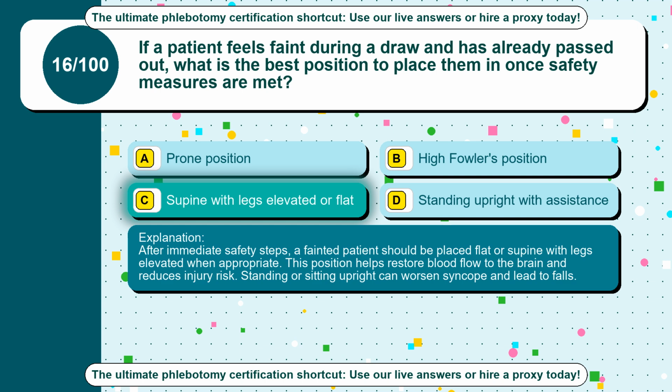After immediate safety steps, a fainted patient should be placed flat or supine with legs elevated when appropriate. This position helps restore blood flow to the brain and reduces injury risk. Standing or sitting upright can worsen syncope and lead to falls.